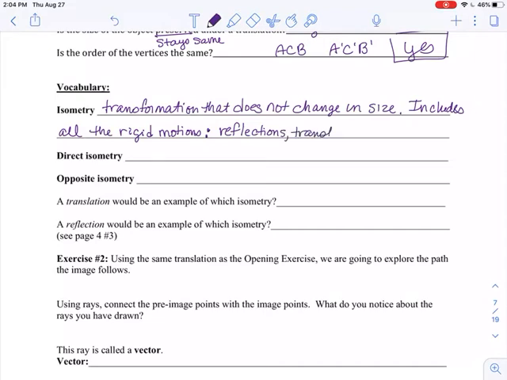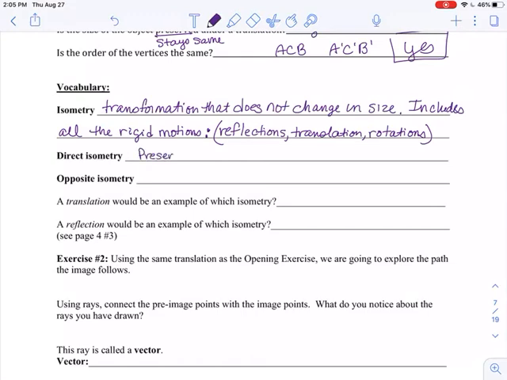Reflections are one type of rigid motion. Translations, which we did today. And rotations, which we will be doing in the next lesson. So an isometry is just a transformation that does not change in size. It includes all the rigid motions, our reflections, our translations, and our rotations. The only thing that it does not include, and this is more for another unit, is dilation. A dilation means to make something bigger or smaller, so that is not a rigid motion and it's not an isometry.